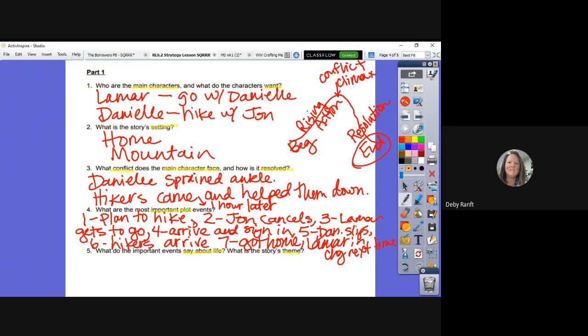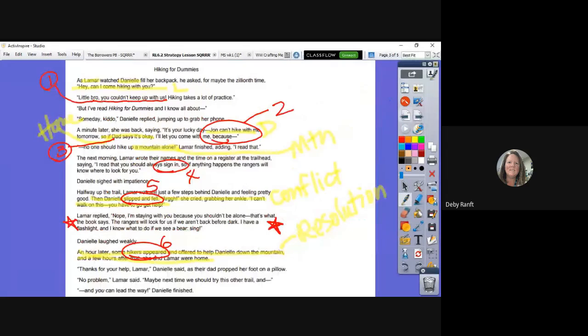Theme is the message of the story. Okay? So, what do the important events say about life? Now, there's a reason why, even though we did label actual events, I wanted you to really think about this, because what does that one paragraph teach the reader?